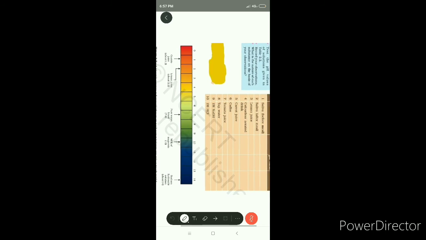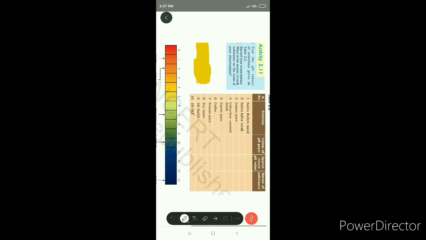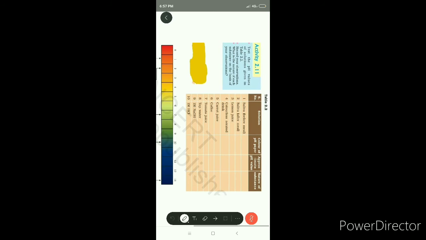So this is the universal indicator paper. There is an activity given. In this activity you have been given a table and you have to fill it up. For saliva before having a meal, when we add it to the universal indicator paper, what will be the color you can find on this pH scale?